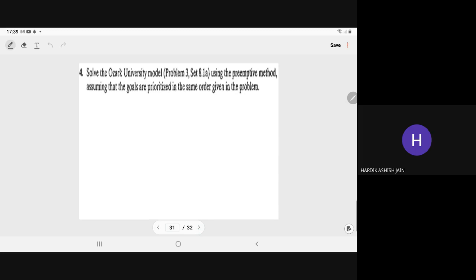Similarly, solve the Ojak University model problem 3 of the set 8.1a using the primitive method, assuming that goals are prioritized in the same order given in the problem. Means here G1 is higher priority than G2, higher than G3, higher than G4, higher than G5. There are the 5 goals, right?